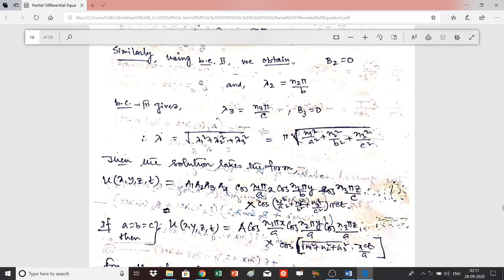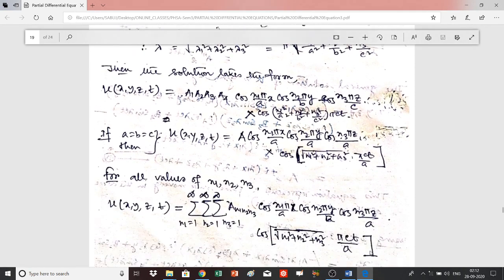And then if a is equal to b equal to c, then from this relation all these a1, a2, a3, a4 will give you capital A, and just use a here. cos n1 pi x by a, cos n2 pi y by a, cos n3 pi z by a, and then cos of the square root of n1 squared plus n2 squared plus n3 squared, times pi ct by a. Okay, no problem is there.